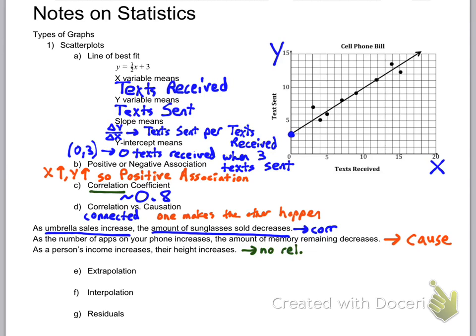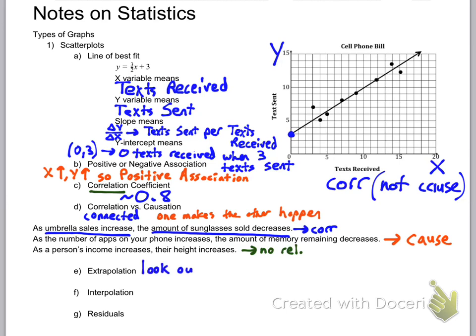So let's look now and think about the text sent and text received, our graph here. As you send more texts, it doesn't directly cause more texts to be received, though you can see that someone who texts more will likely get more responses. So I would consider that a correlation, but not a causation. Okay? I'll write that down. Correlation, not causation.